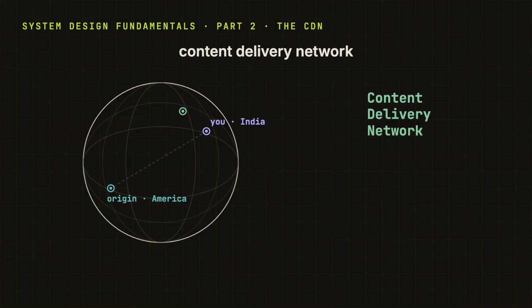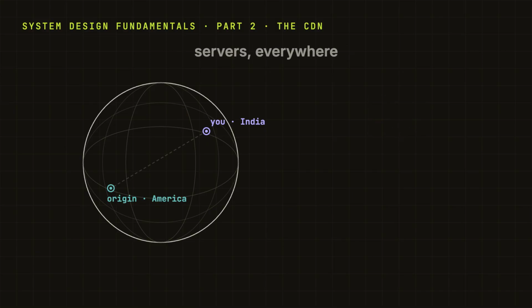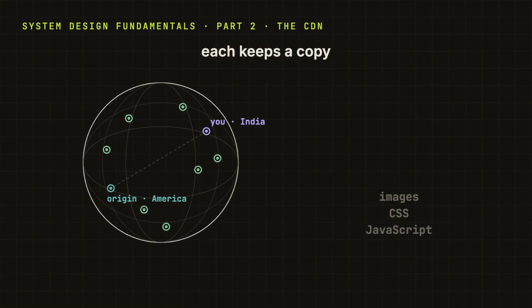CDN stands for Content Delivery Network. At a high level, it is a large set of servers spread all over the world. These are called edge servers, and each one keeps a copy of your website's static content, the images, the CSS, the JavaScript, sometimes whole pages. So instead of every user fetching an image all the way from your one server, they fetch it from an edge server near them. Someone in India gets it from an edge in India.